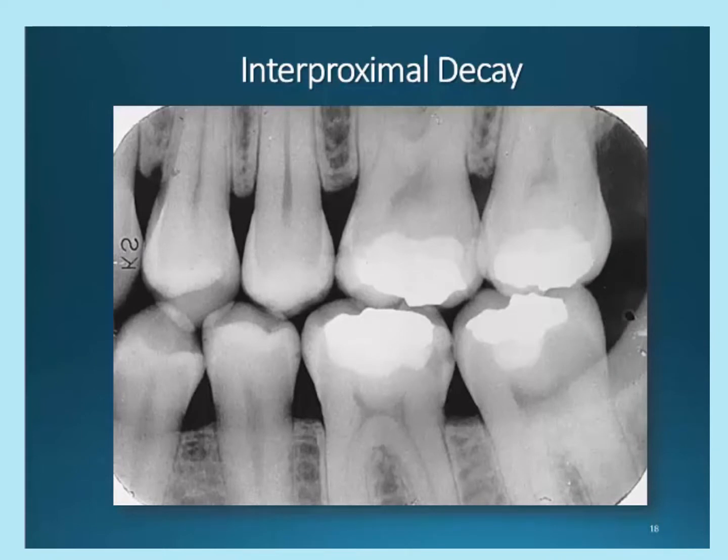The bitewing radiograph has several areas of decay. This image is of the maxillary left molar premolar area. Let's walk through an examination of this radiograph and identify the lesions. Starting with tooth number 12, I do not see any visible decay on this tooth. Tooth number 13 has a class 2. I do not see any other visible decay.